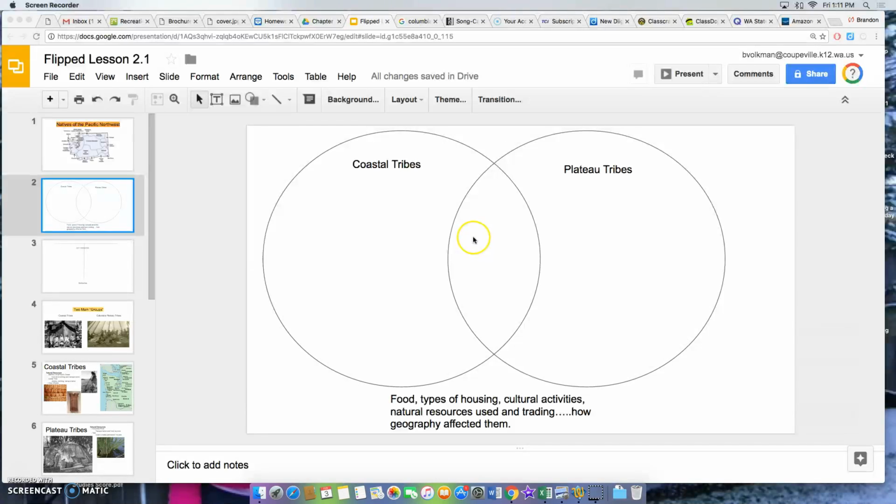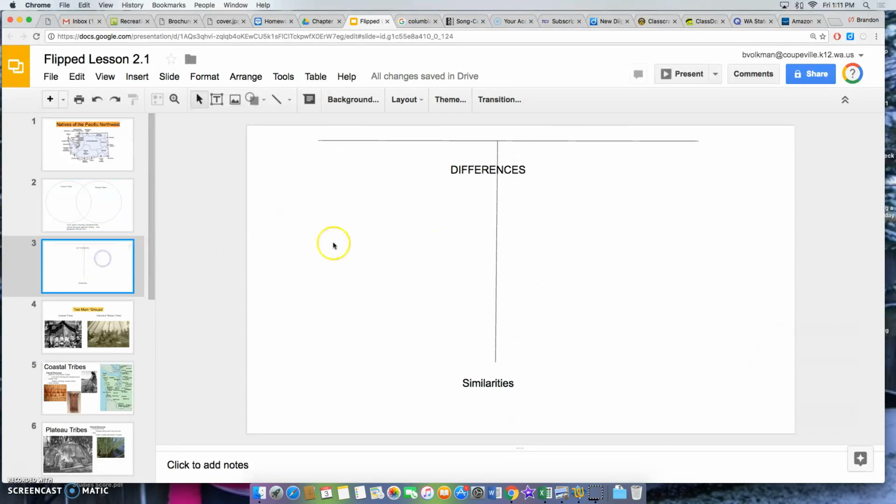Now, if Venn diagrams aren't your thing, you can use a T-chart, where up here you do the differences. Of course, you need to label it. And down here, you do their similarities in bullet point form or in short sentences. All right, are you ready to begin?